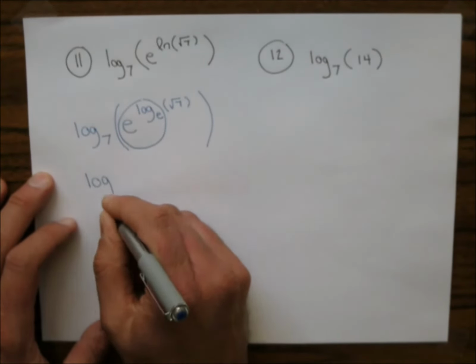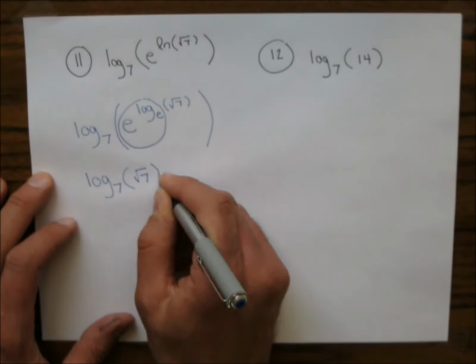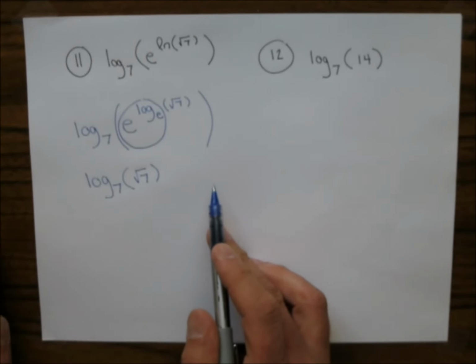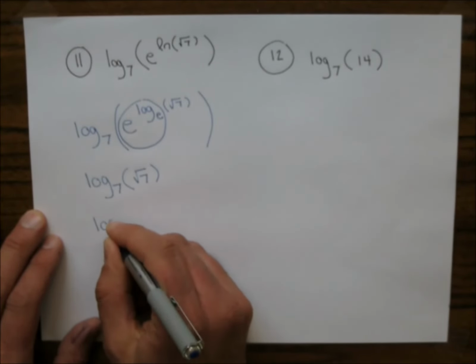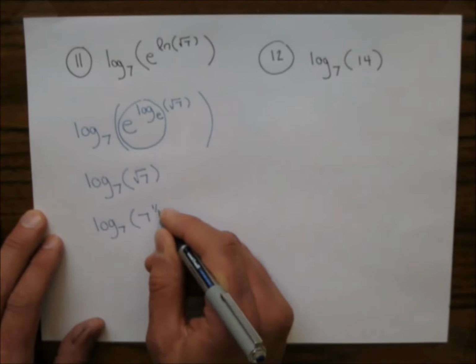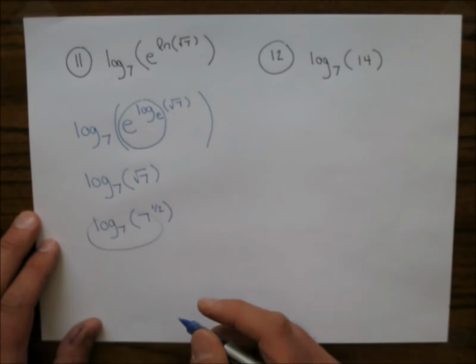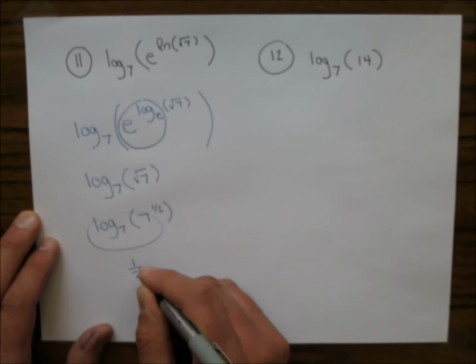Log base 7 of root 7. Now you can set it equal to x and do that, or you can realize that the square root is what power? The square root is the 1/2 power, and then that thing right there goes pop, and you end up getting 1/2 for your answer.